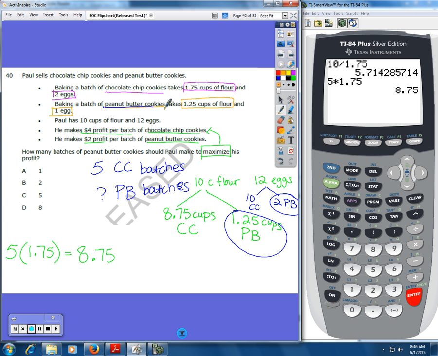So if we look at the peanut butter cookies, it says it takes 1.25 cups of flour, which is good. So we have enough flour to make one batch. And then 2 eggs left over. Now, it only takes 1 egg. But once we use the 1.25 cups of flour and 1 of the eggs, all we're going to have left over is 1 egg, and we can't use that to make any batches. So in order to make the most money possible, he's going to do 5 chocolate chip and 1 peanut butter. Our question says how many batches of peanut butter should he make to maximize his profit? And so the answer would be 1 batch of peanut butter.